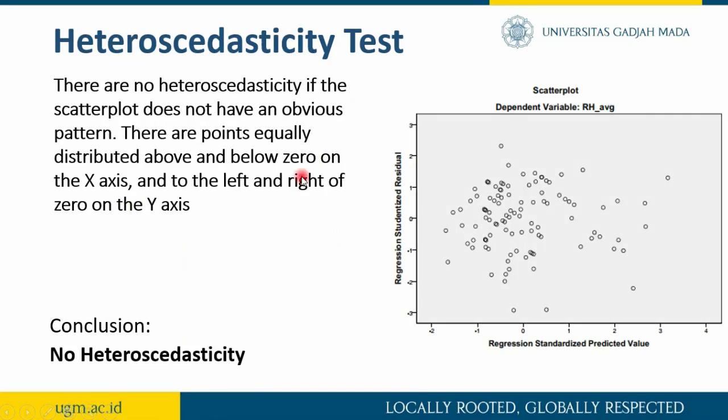And then the next test is the heteroscedasticity test. There is no heteroscedasticity if the scatter plot doesn't have an obvious pattern. There are points equally distributed above and below 0 on the y-axis, and to the left and right of 0 on the x-axis. This is 0, this is the y-axis, and this is the x-axis. The little circles do not have an obvious pattern, so the conclusion is no heteroscedasticity.